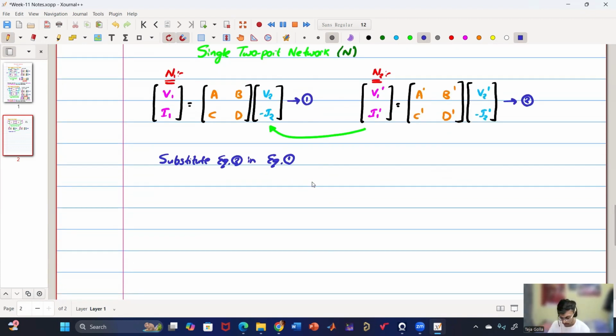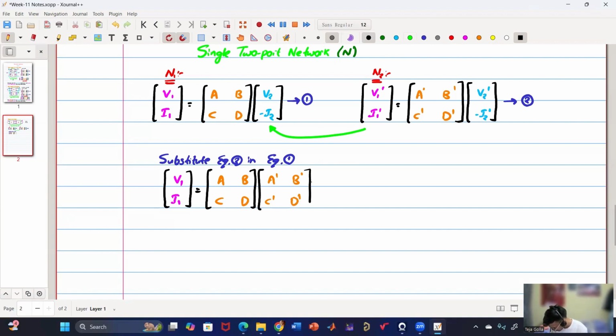So now what are we going to get? We are going to get the input-output relation, which is V1, I1 is my input, equal to the product of two matrices. The first matrix is A, B, C, D. The second matrix is A dash, B dash, C dash, and D dash. And the last matrix is V2 dash and minus I2 dash. So now this becomes our input as well as the output, and this becomes our new ABCD matrix.